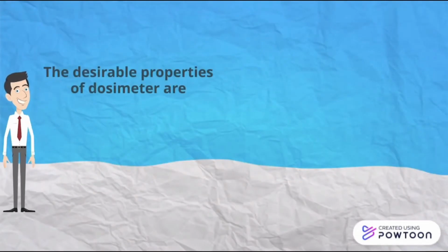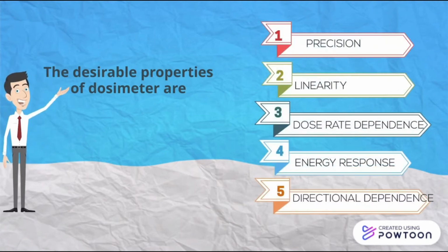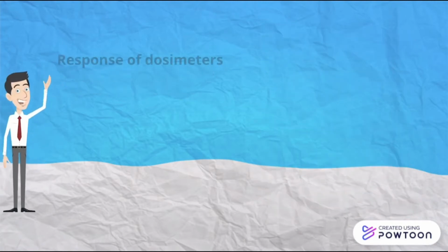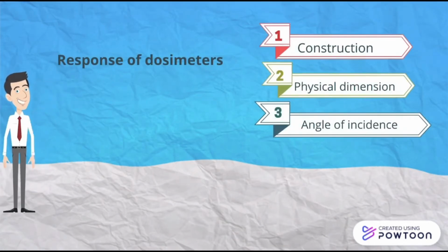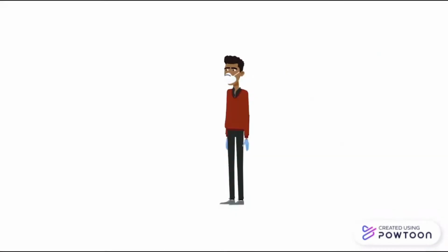The desirable properties of a dosimeter are characterized by precision, linearity, dose rate dependence, energy response, and directional dependence. However, the response of a dosimeter depends upon its construction, physical dimensions, and the angle of incidence of the radiation. It is imperative to quantify their desirable characteristics before actual use and apply the necessary corrections.